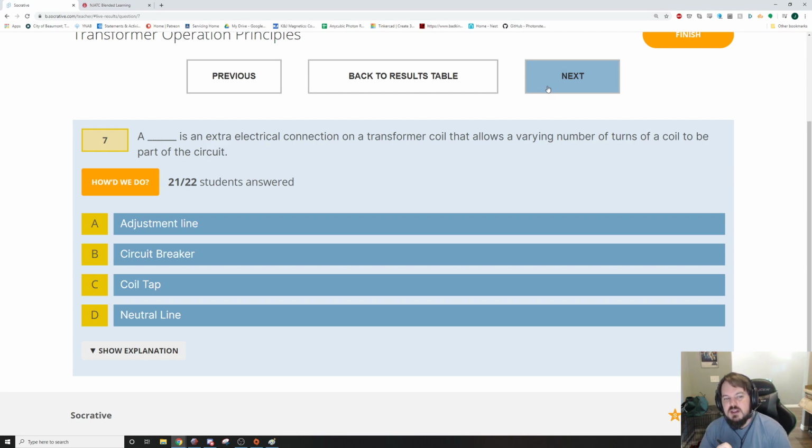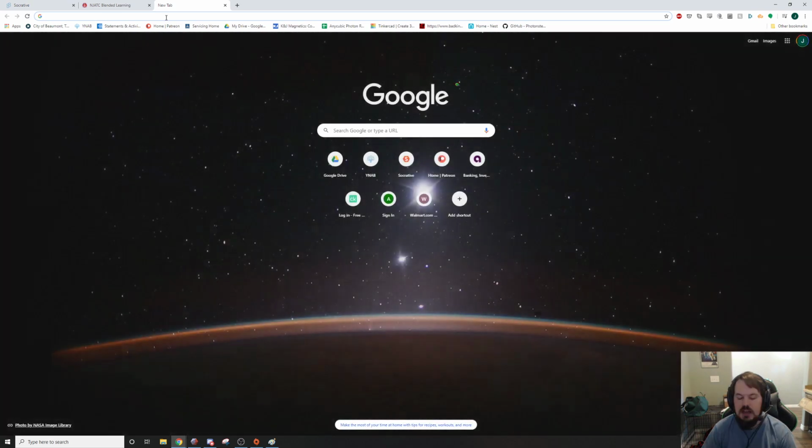A blank is an extra electrical connection on a transformer coil that allows a varying number of turns of a coil to be part of the circuit. So this is the coil tap. And I looked up coil tap.